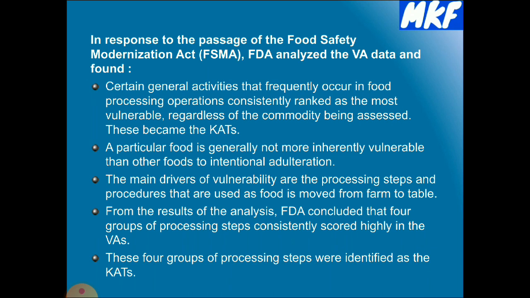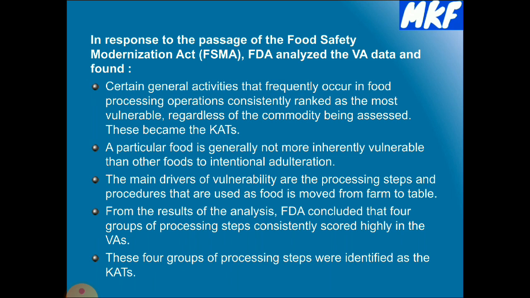FDA has conducted analysis in different food processing industries: dairy, bottling, canned meat manufacturing, bakeries, beverages, etc. And finally, FDA noticed some processing steps which frequently occur in food processing operations consistently ranked as the most vulnerable, regardless of the commodity being assessed. So these became the key activity type method later.